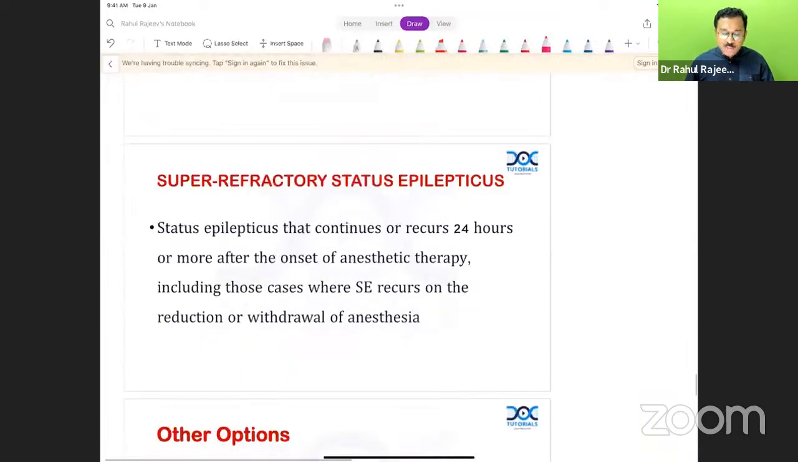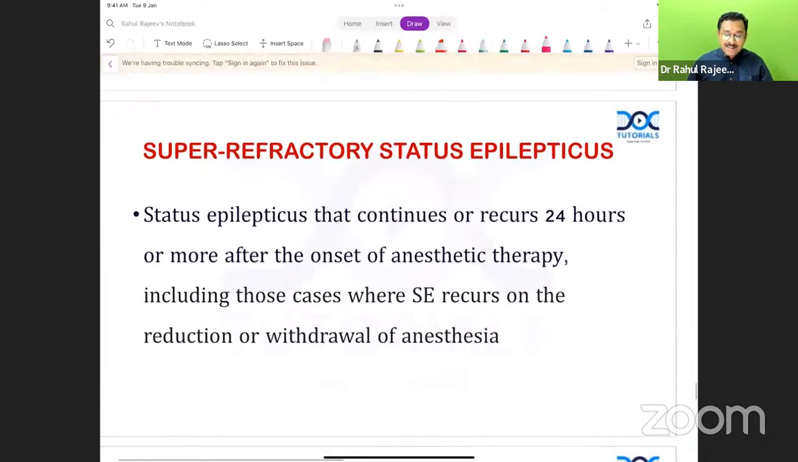Okay, now what is superrefractory status epilepticus? Status epilepticus that continues or recurs 24 hours or more after the onset of anesthetic therapy, including the cases where the status epilepticus recurs on reduction or withdrawal of anesthesia. That is called superrefractory status epilepticus. You've got to be very familiar with the definitions as well. Not just from a theoretical point of view, this can influence your management decisions as well.